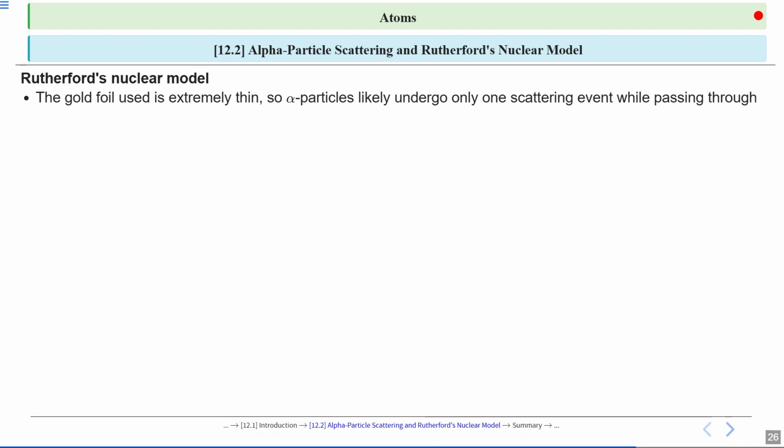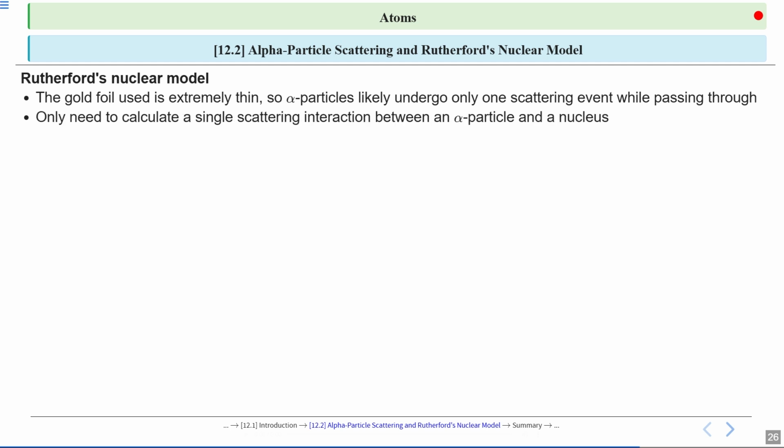So notice that the gold foil used in the experiment is extremely thin. This is important because it means most alpha particles, which are the particles being fired at the foil, will only interact with one gold atom as they pass through. This makes the analysis much simpler since we can focus on single scattering events. Because the foil is so thin, we only need to calculate what happens during a single collision between an alpha particle and a gold nucleus. This allows us to ignore the possibility of multiple scattering, which would make the math and the interpretation much more complicated.